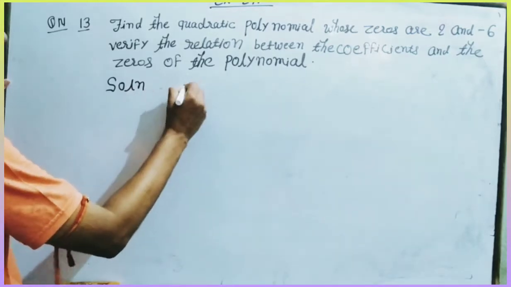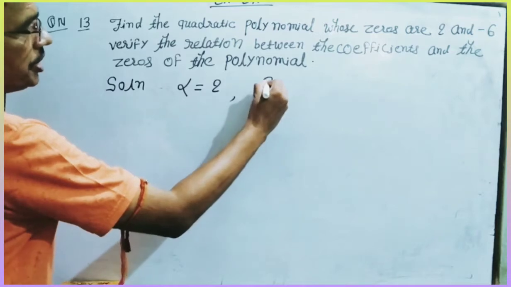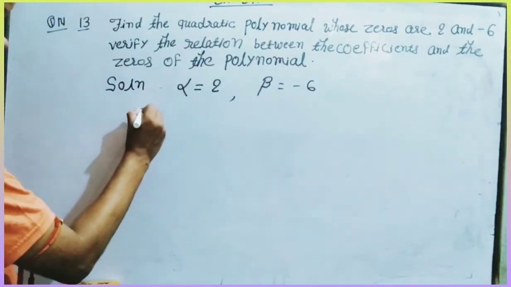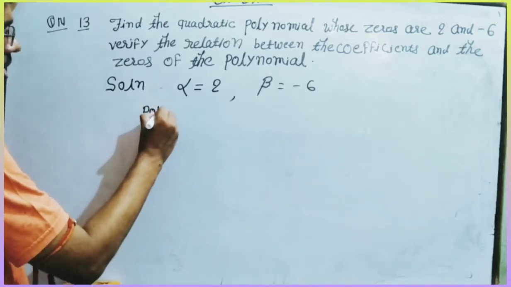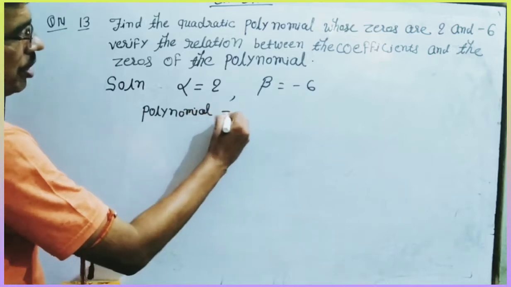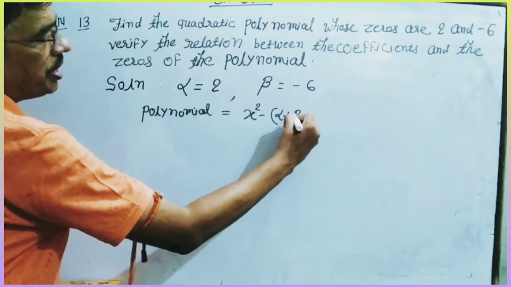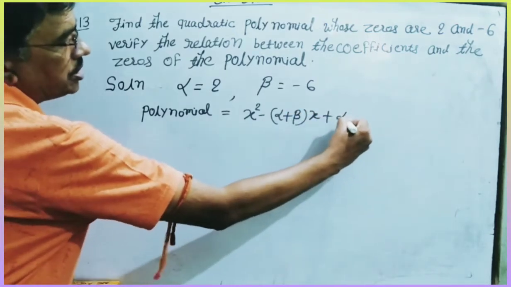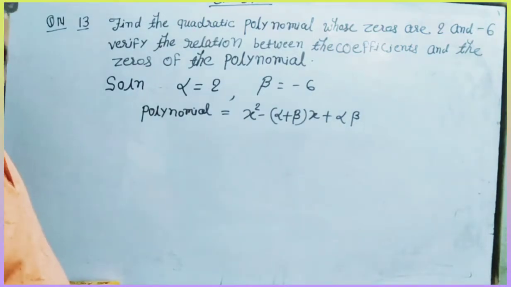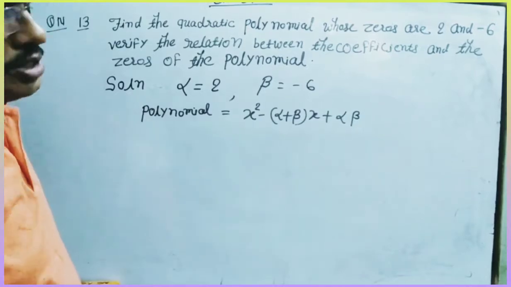Alpha is equal to 2 and beta is equal to minus 6. It is given. And your question is, what is the polynomial? Quadratic polynomial is equal to x square minus (alpha plus beta) x plus alpha into beta. It is the formula of the quadratic polynomial: x square minus sum of the roots into x plus product of the roots.